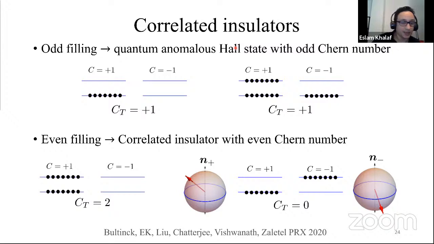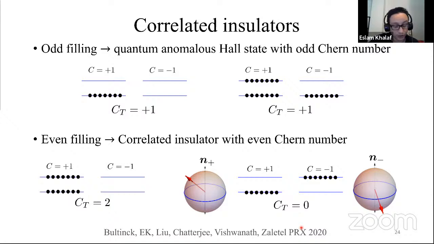We can fill both bands in one Chern sector to get, again, a quantum anomalous Hall state, or we can fill one band here and one band there, so as to get a Chern zero state. This already tells us that within this formalism, we can get both quantum anomalous Hall states, or states that have finite Chern number, but also states that have zero Chern number, particularly at even filling.